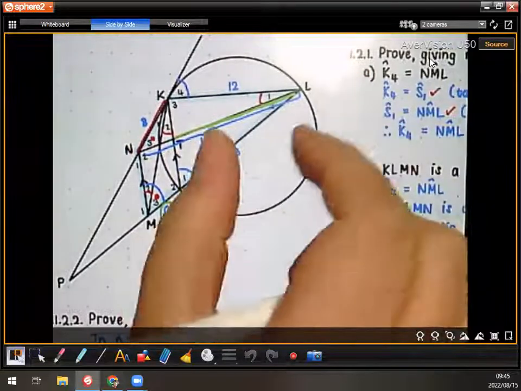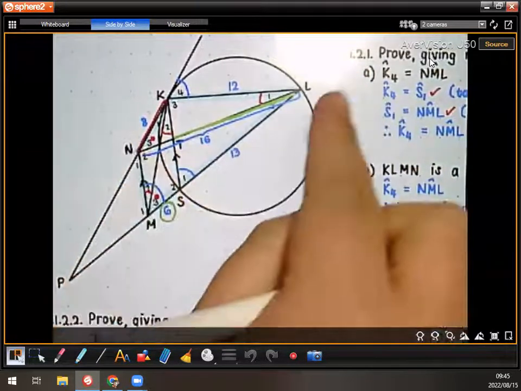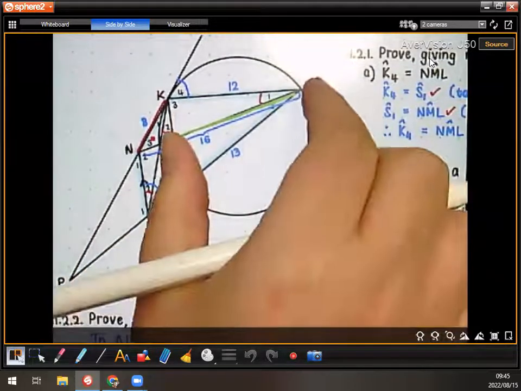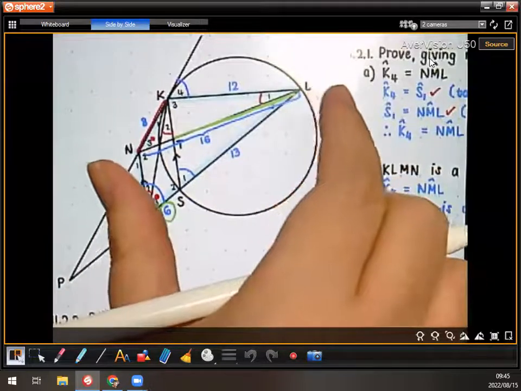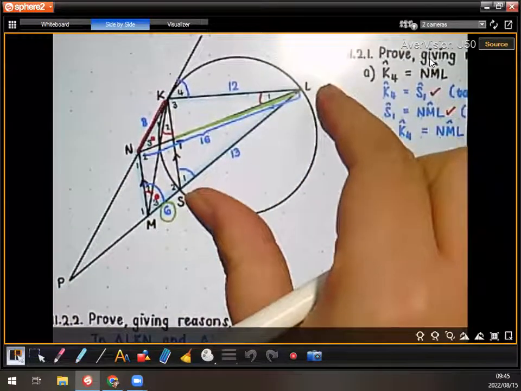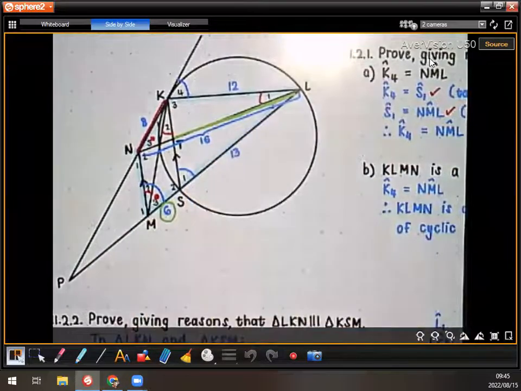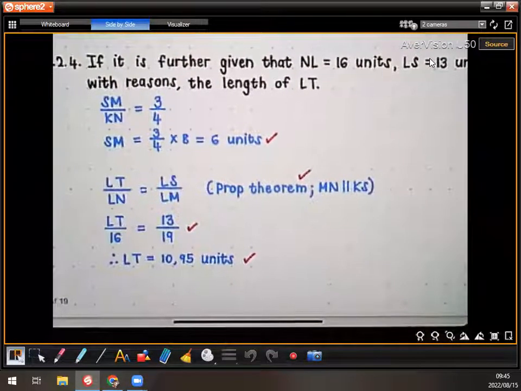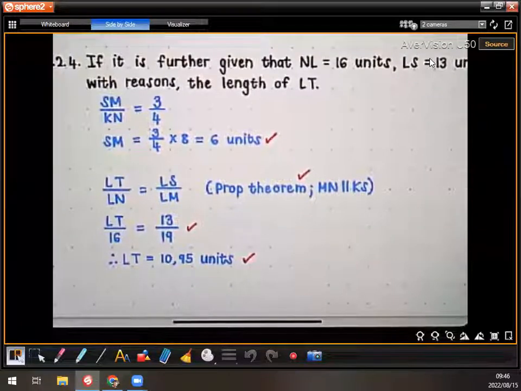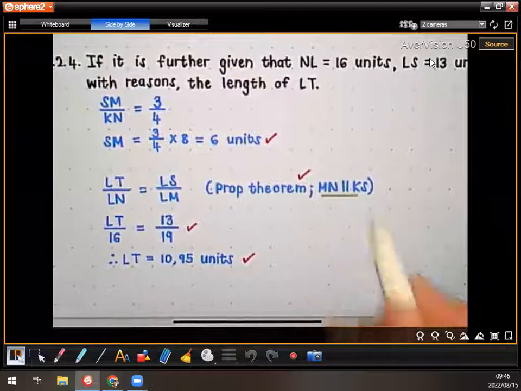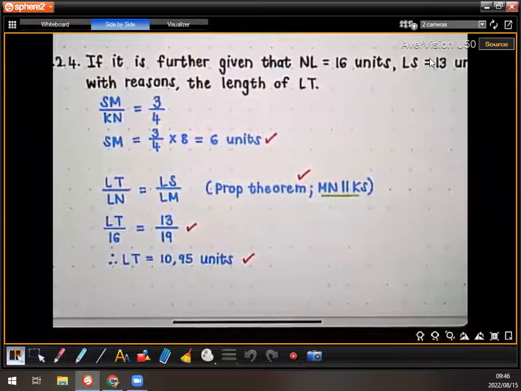Does that make sense? I'll show you again quickly. I'm trying to find LT, so I'm looking at this triangle here and using the theorem. LT over the whole side, because that's the length they gave me, 16, is equal to this length, 13, which they also gave me, over the whole length, which is 13 plus 6, the 6 we calculated, so 19. Let me just show you the calculation again. Again, guys, this is a reason that they are very strict on. If this is not there, you don't have to solve. Go to the parallel line.